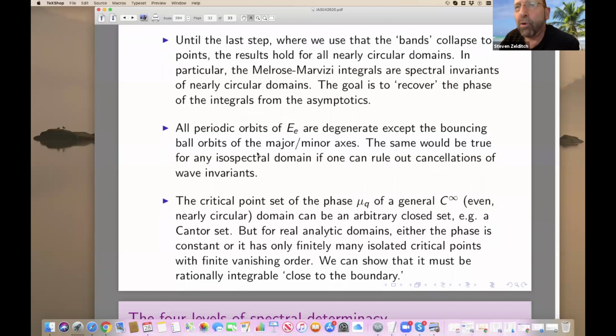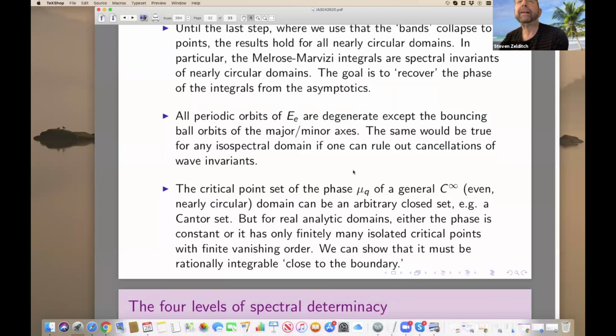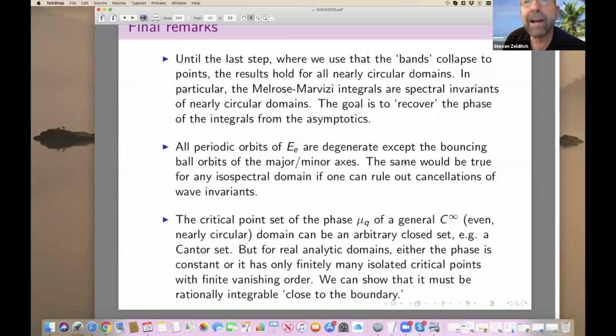There's something more interesting about the ellipse, which is that you have a very special wave trace. We used that the phase function's constant for Melrose-Marvizi, but actually you have all sorts of periodic orbits that aren't 1Q, and we never really used them. So if we get to ellipses of large eccentricity, we're going to have to look at other PQ orbits. All right, so I think I stopped there.